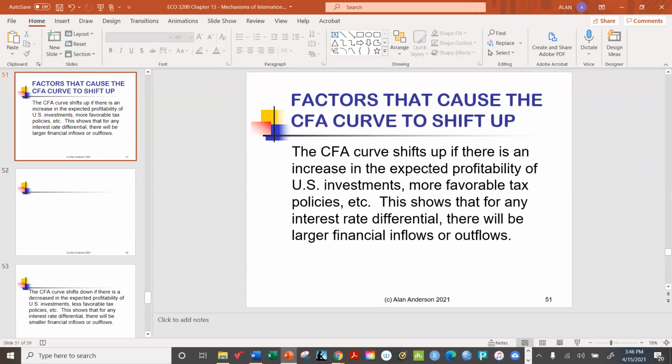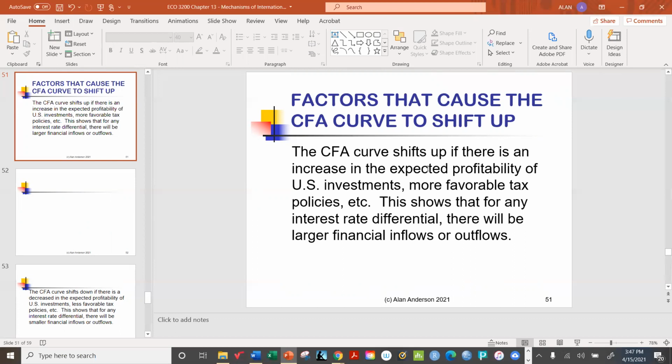So how about this? What if there's an expected increase in the profitability of US investments? In other words, just imagine that the stock market is really booming. Regardless of the level of interest rates, that will cause foreigners to want to invest more in the US and less in foreign countries. So that will cause an increase in the purchase of US stocks and bonds, and therefore the entire curve will shift up, regardless of whether there's been a change in interest rates. So that's a big one, by the way.